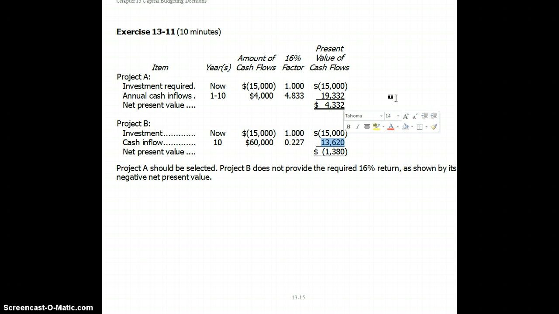$13,620. When we add that to the $15,000 cash outflow that happens today, we have a net present value of a negative $1,380. So the net present value of Project B is negative, and we know that when the net present value is negative, that project is not acceptable. So in comparing the two projects, obviously Project A should be selected.